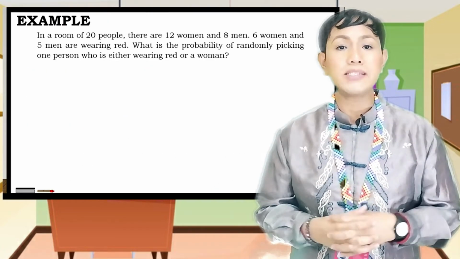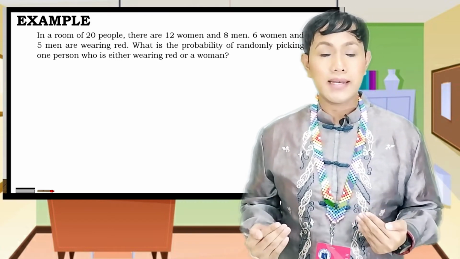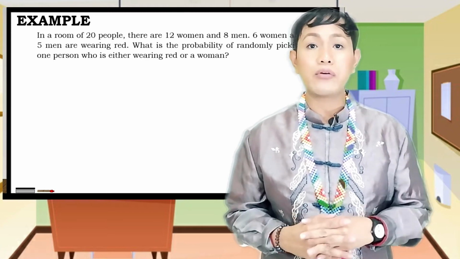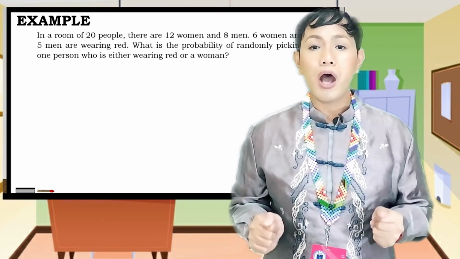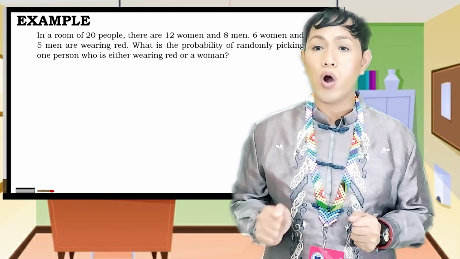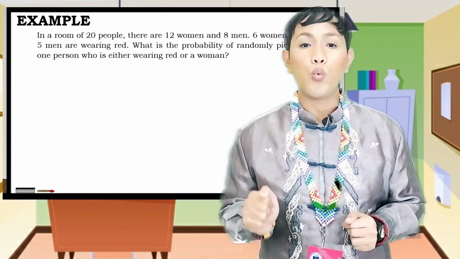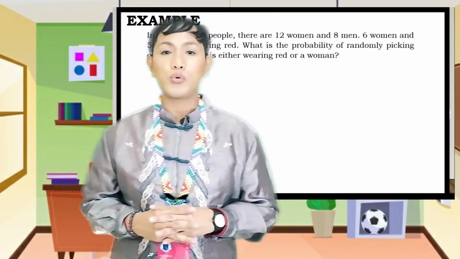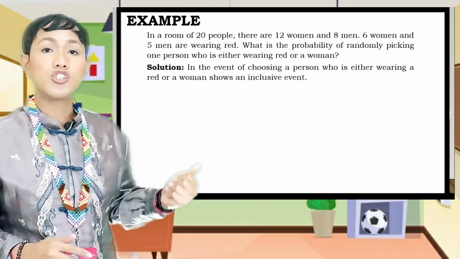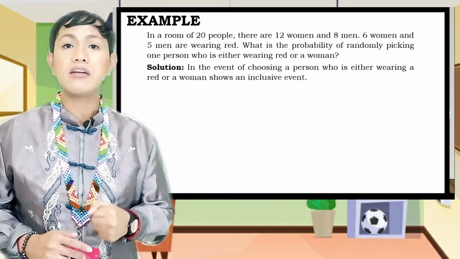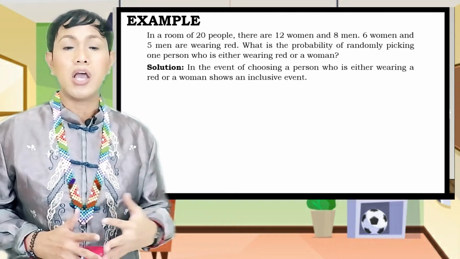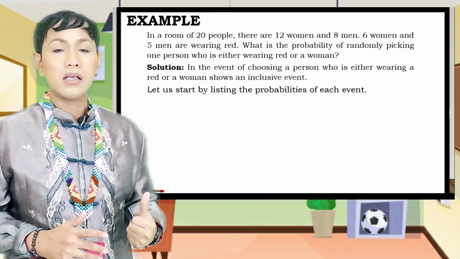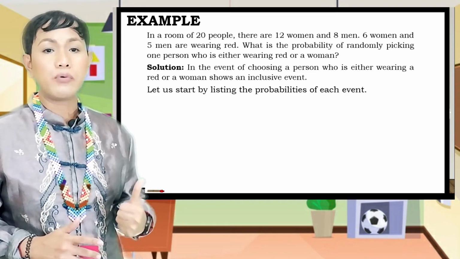In a room of 20 people, there are 12 women and 8 men. 6 women and 5 men are wearing red. What is the probability of randomly picking one person who is either wearing red or a woman? The solution would be, in the event of choosing a person who is either wearing red or a woman shows an inclusive event because there can be a woman who is actually wearing red.